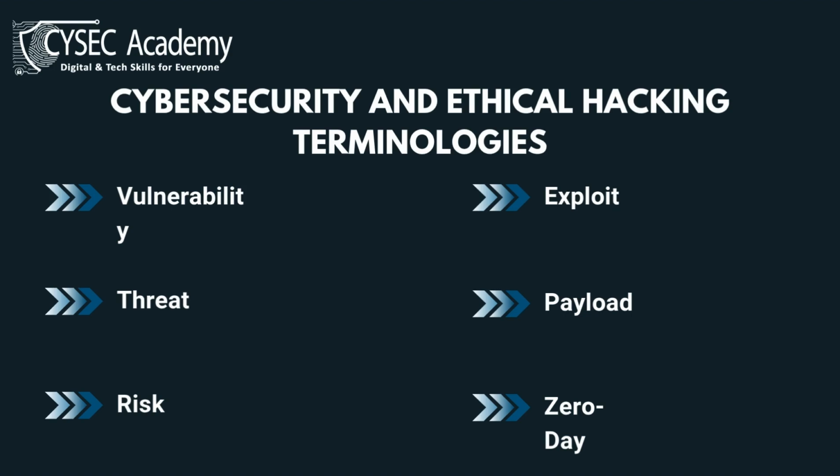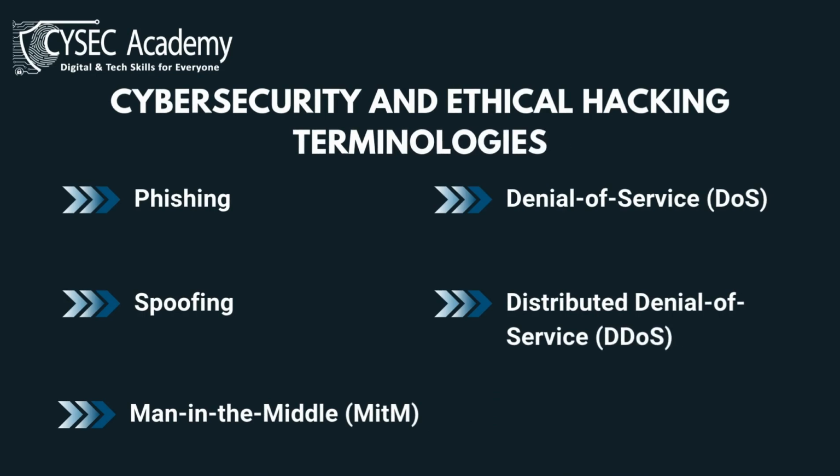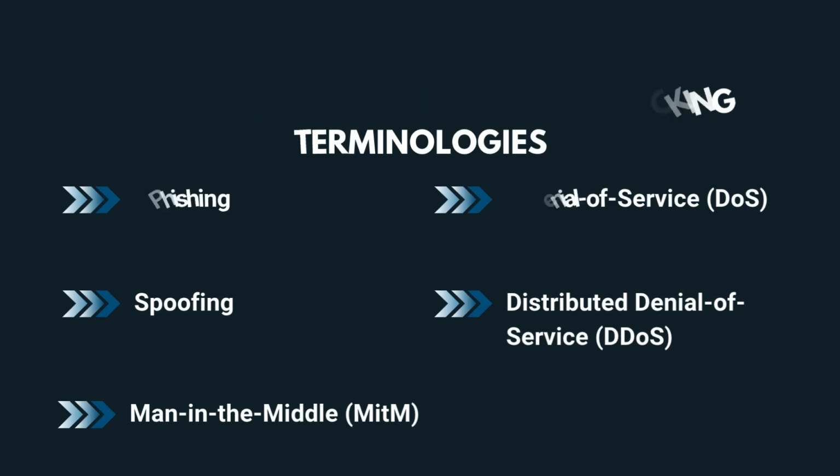6. Zero-day, an unknown vulnerability with no patch available. 7. Phishing, a fake message used to trick victims into revealing sensitive data. 8. Spoofing, faking a trusted identity to deceive a target. 9. Man-in-the-middle, MITM, intercepting and altering communication between two parties. 10. Denial of service, DoS, overloading a system to disrupt access. 11. Distributed denial of service, DDoS, a large-scale DoS attack using multiple compromised devices.